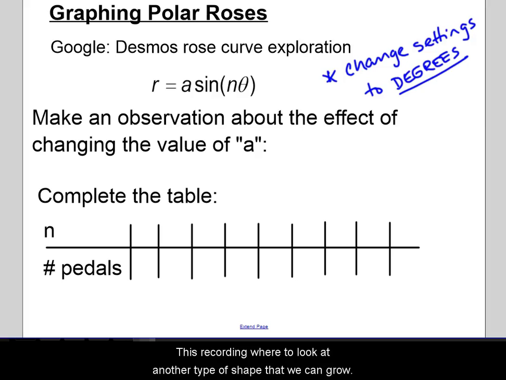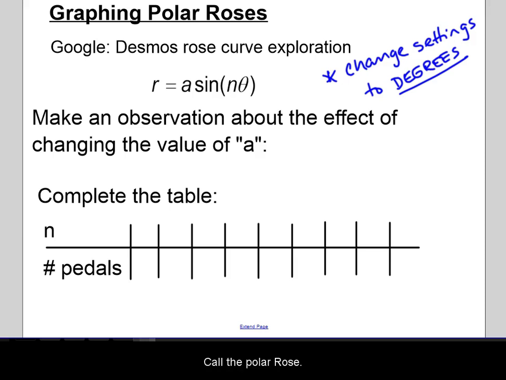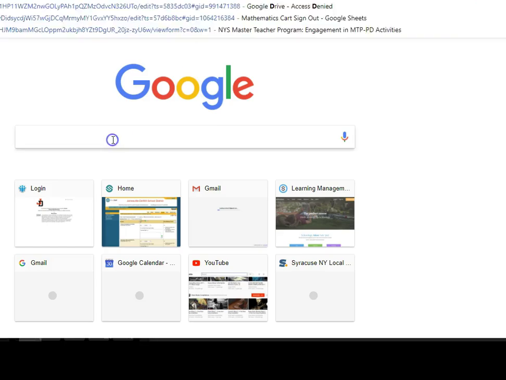In this recording, we're going to look at another type of shape that we can graph with polar equations called a polar rose. And rather than tell you about them, I'd like you to explore them a little bit. So we're going to start out by going into a browser. So if you would get a browser open, and what you're going to Google up is Desmos Rose Curve Exploration.